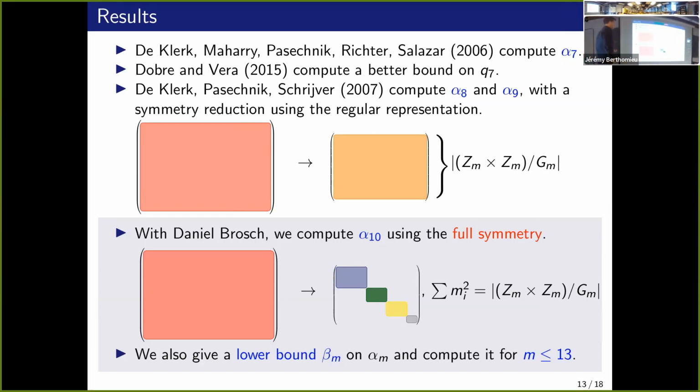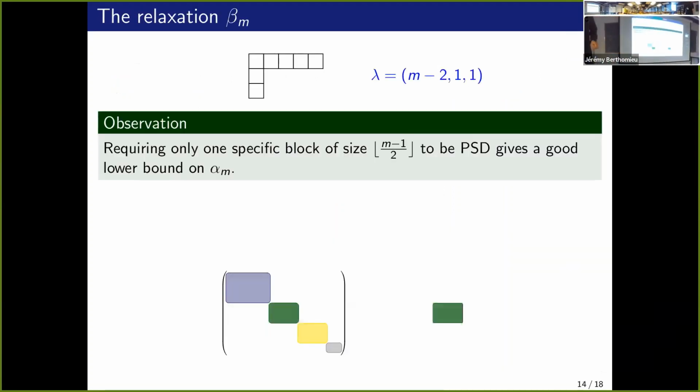And we also give a lower bound β_m on α_m, and we can compute that for m up to 30. And I want to tell a bit about this lower bound. If we have the block diagonalization, then we have already reduced the program a lot. And we require that all those blocks are positive semi-definite. But we can also just require that only one small block is positive semi-definite instead of all the blocks. Because we take a minimum, if we require that only one of those blocks is positive semi-definite, we have fewer restrictions, so the minimum can only become smaller. So if we only require one block to be positive semi-definite, we get a lower bound.